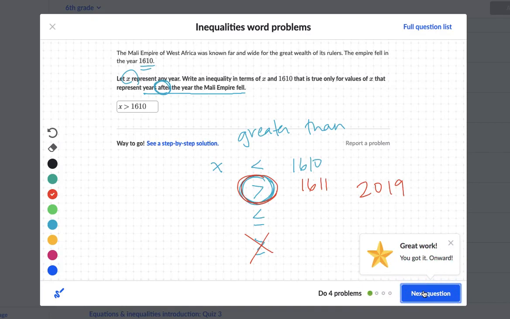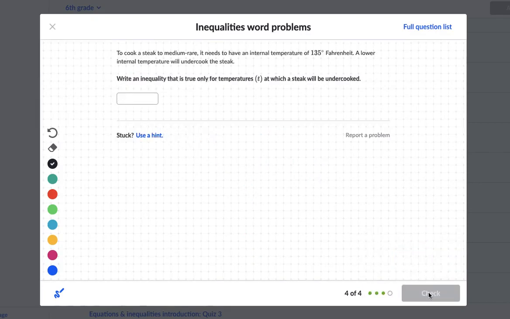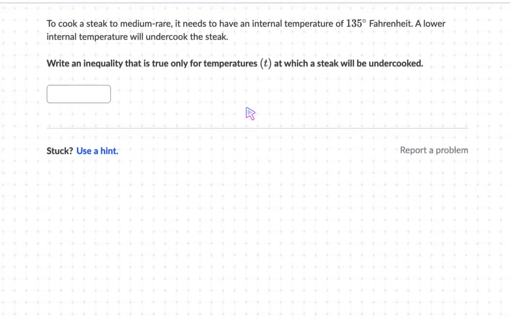Okay, let's try one more. Okay, let's take a look at this problem now. Go ahead and pause the video and try it on your own first. Remember, you're looking for key words.